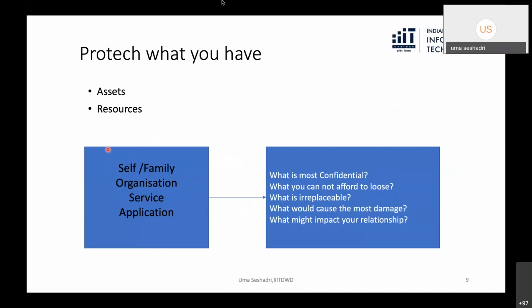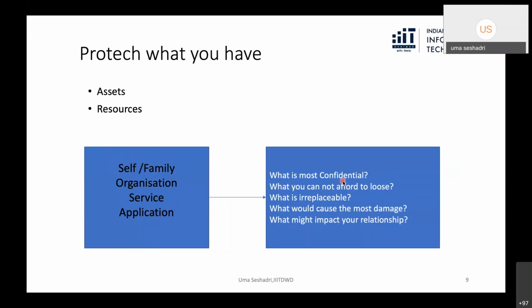So what is the jargon we have to use then? We have to protect what we have. We cannot look at something we don't have. At least we should protect our assets and resources. It is at the self level, family level, organization level, service level, application level. So you can protect whatever you have at any of these levels.